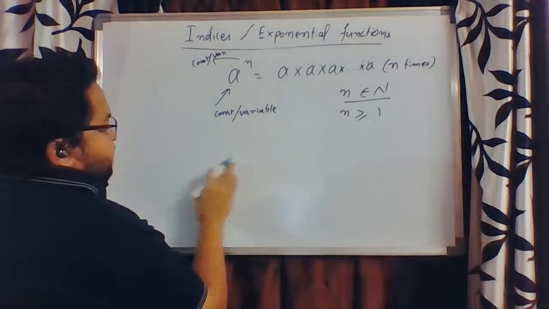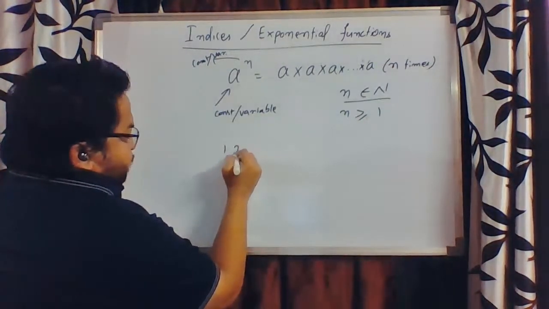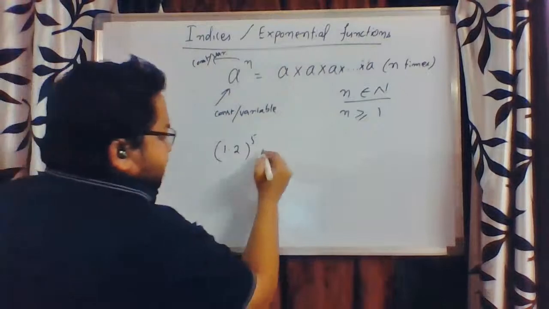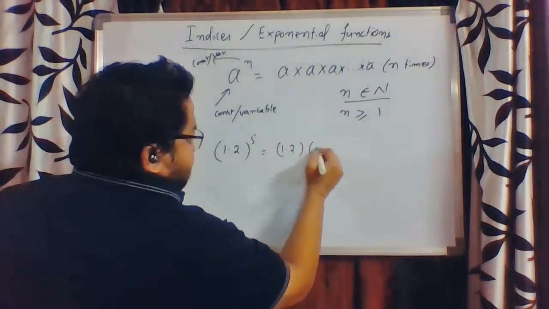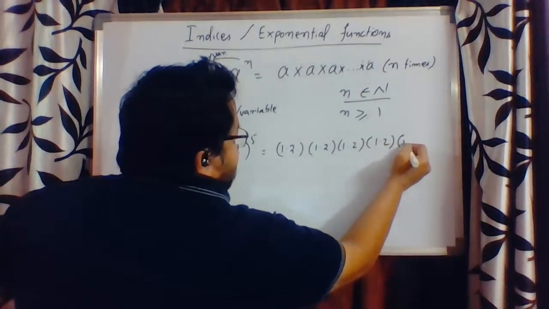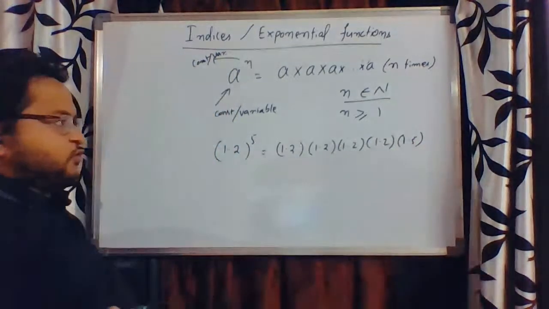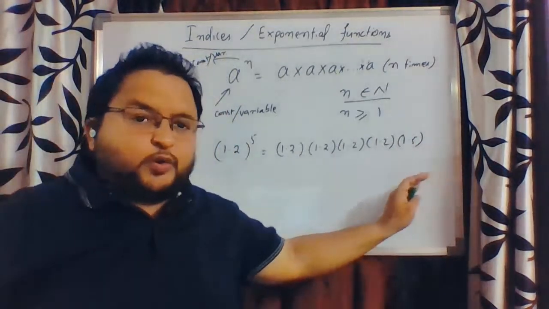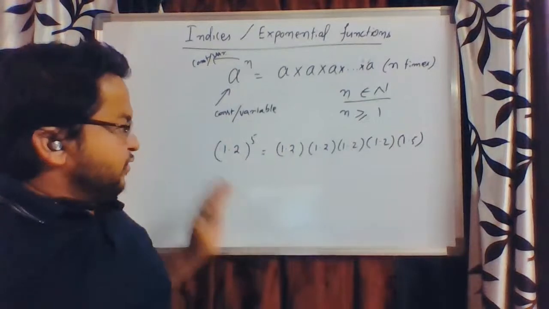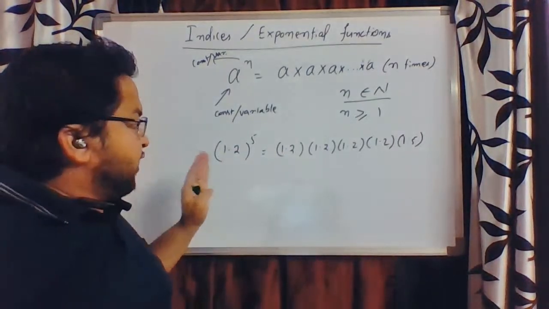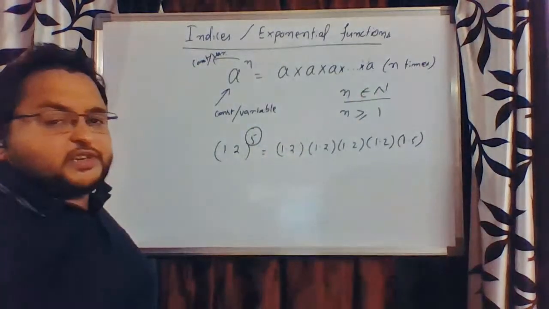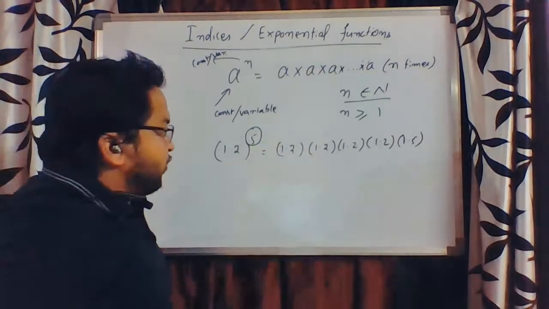So for example, if I'm saying 1.2 to the power 5, obviously what does it mean? Very simple: 1.2 into 1.2 into 1.2 into 1.2 into 1.2, 5 times. So we multiply 1.2 five times with itself, and we get 1.2 raised to the power 5. Okay, very simple. So we don't have a restriction there, as long as this n is a natural number, that is, it belongs to the set of natural numbers, greater than or equal to 1.